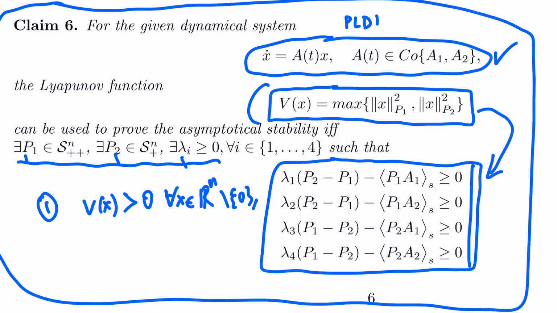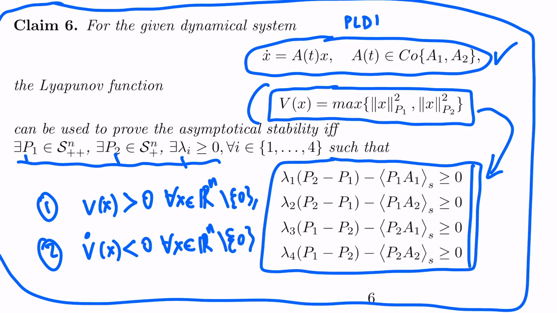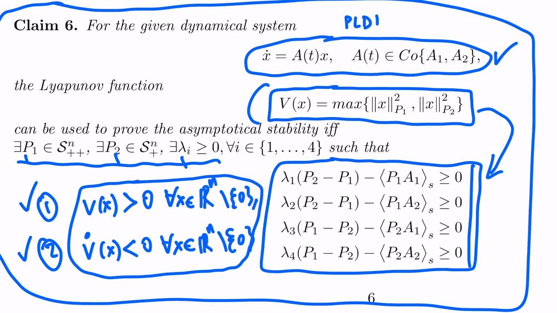This is condition number 1. This is condition number 2. This is V dot. So positivity of the Lyapunov function and the negativity of the time derivative of the Lyapunov function. So basically from these two conditions, we arrive at these conditions.